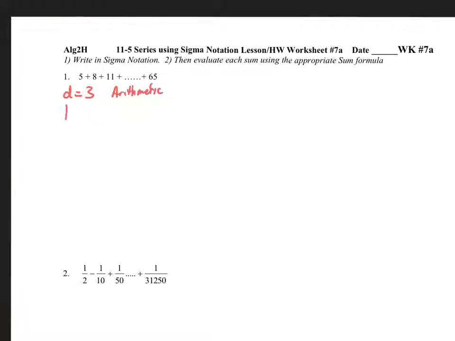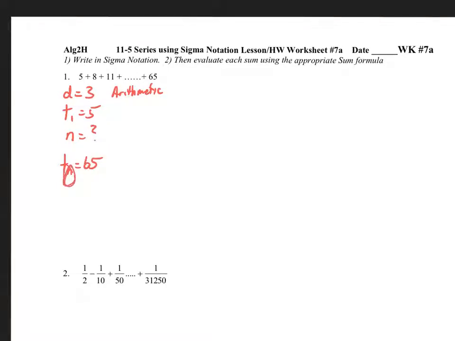We know that T1 is 5. We don't know how many terms are in here, which we do need to know. This is unknown. We know that we're stopping at 65, but we don't know what term 65 is. Tn is 65. What is the value of n?